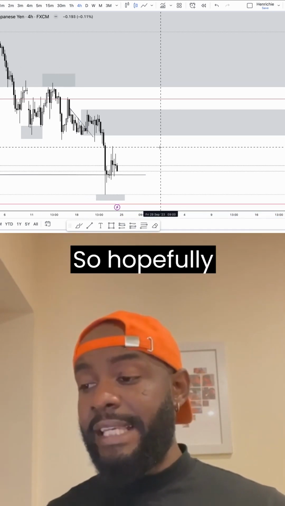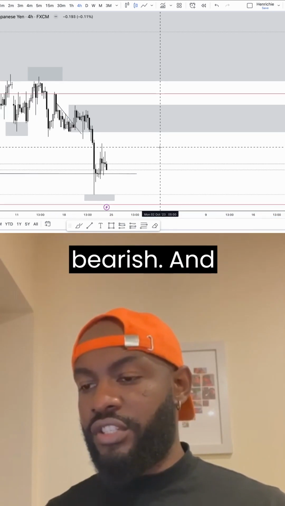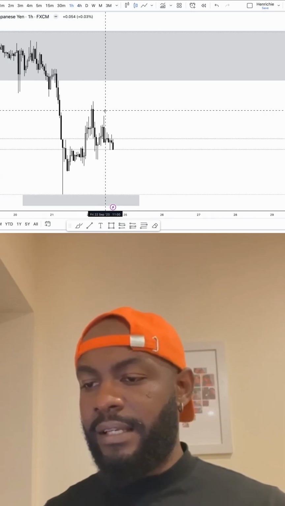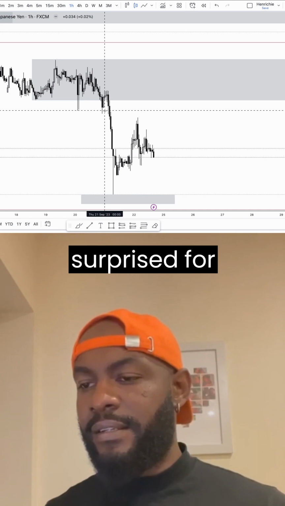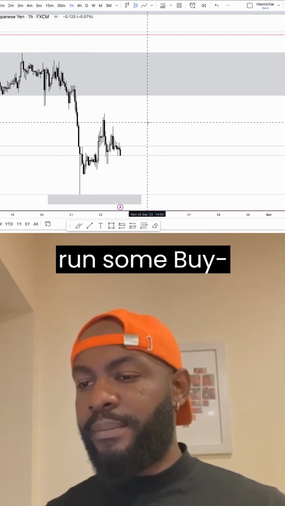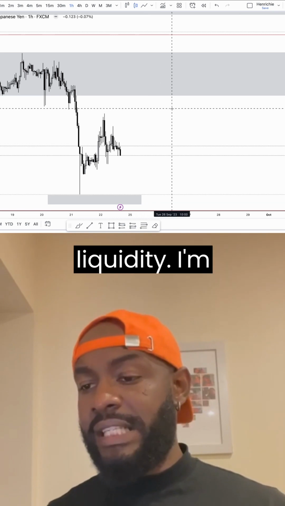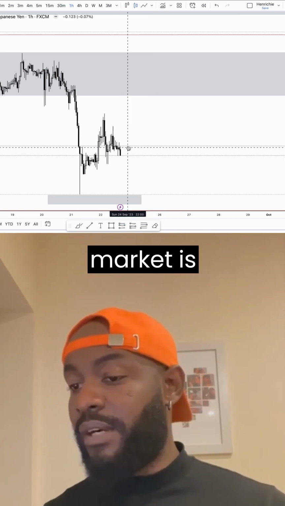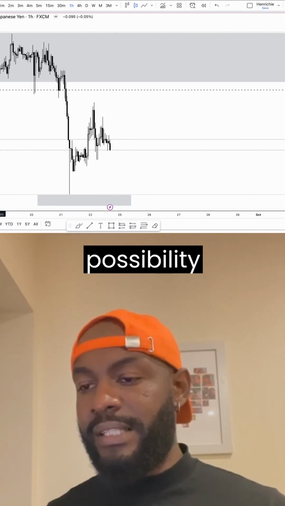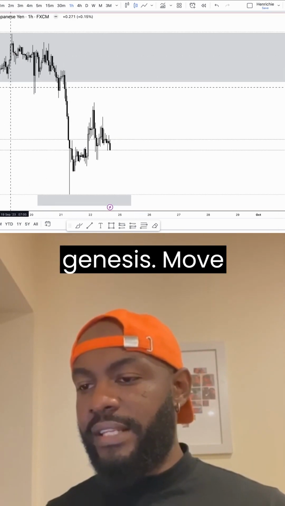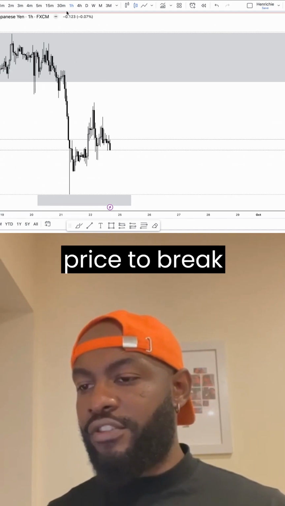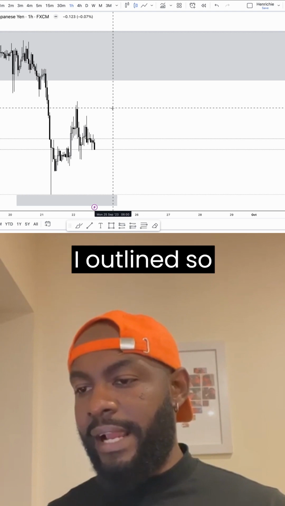So hopefully, if we're bearish and the market wants to keep trending to the downside, I wouldn't be surprised for it to want to run some buy side liquidity. I'm not saying that the market is gonna keep trending to the upside, but this is a possibility because this was the genesis move to the upside that dropped price to break the low on the 4-hour that I outlined.